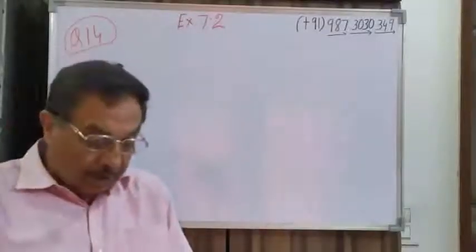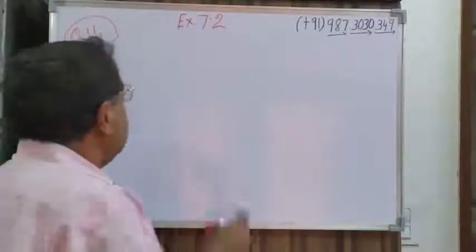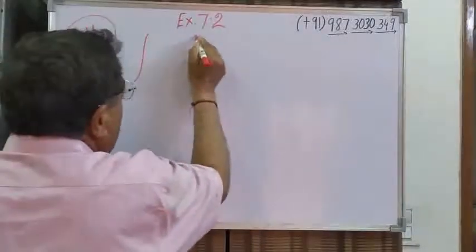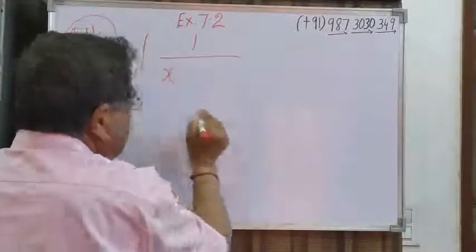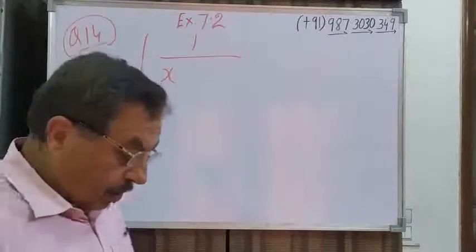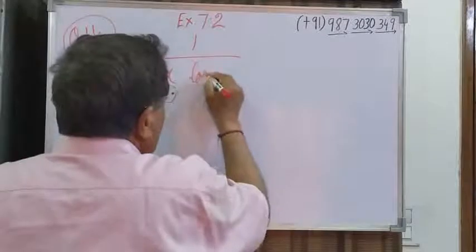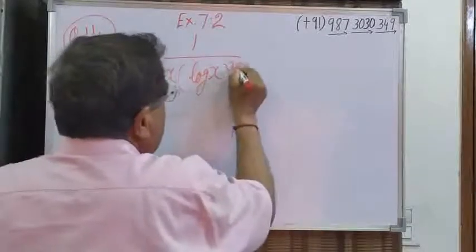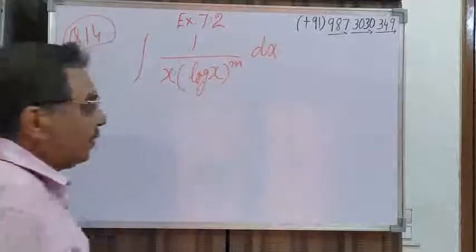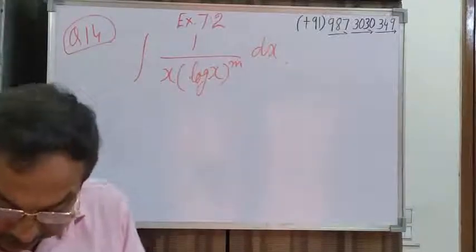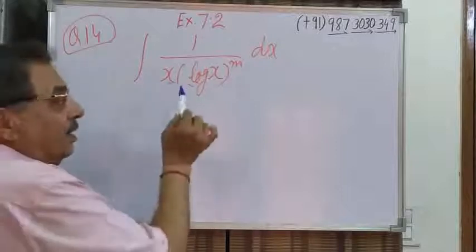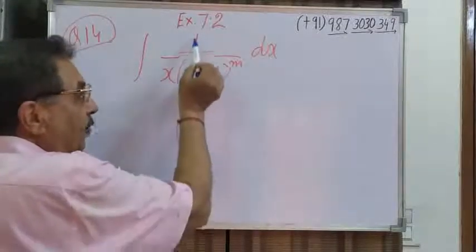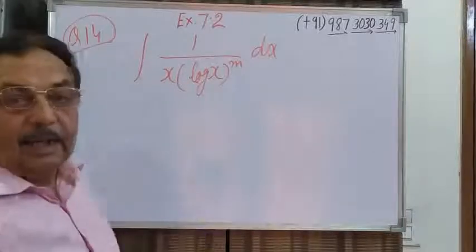Now let us go to the next important question, that is question number 14. In this question we observe that it is the integral of 1 upon x into (log x) to the power m with respect to dx. Now in this question what we observe is the function log x, and its derivative 1/x, both lie in the denominator.